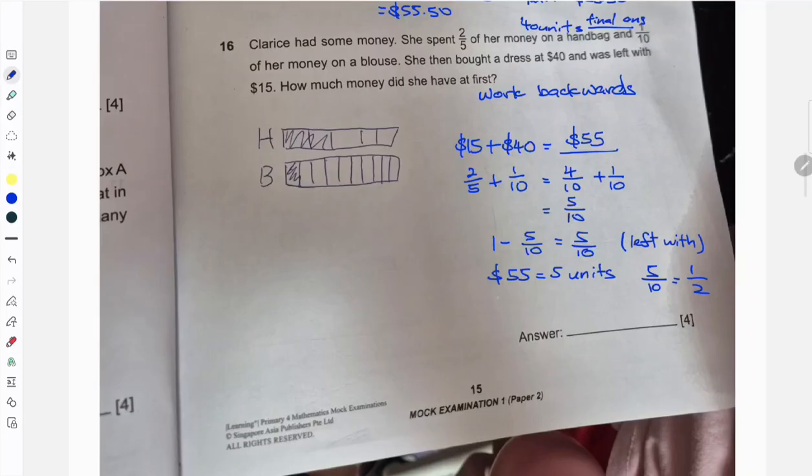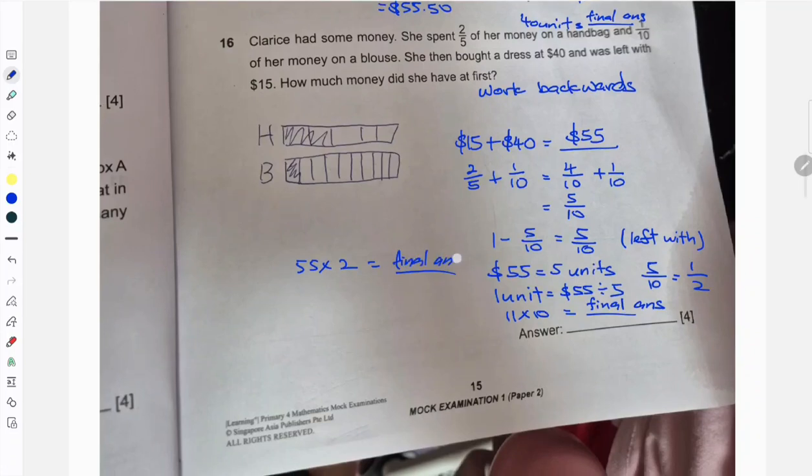So you say, I know $55 is 5 units, so 1 unit equals 55 divided by 5. And then after that, if I divide by 5, then I multiply by 10. If I don't divide, then I multiply by 2. So I'll take 11 multiply by 10, and then I'll know how much money she has at first. Or if you just take 55 and multiply by 2, you still get 100. You count yourself. This will also be the final answer. All right.